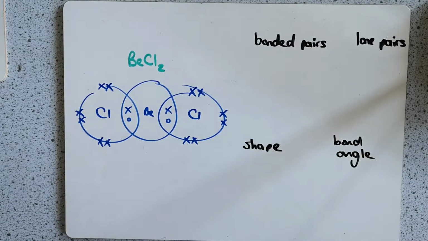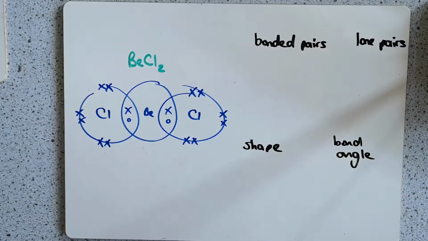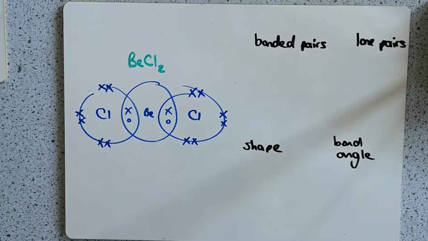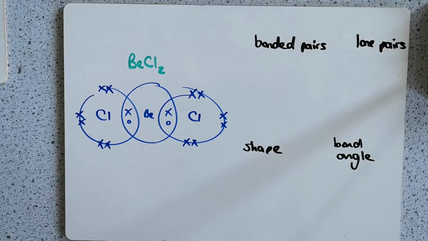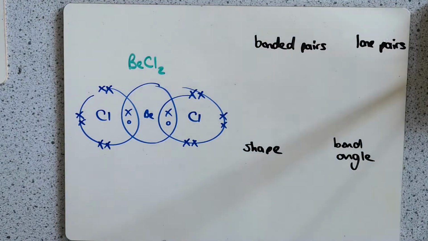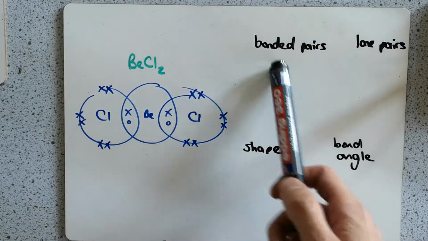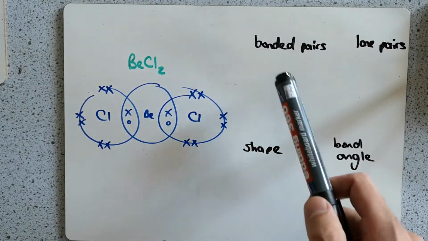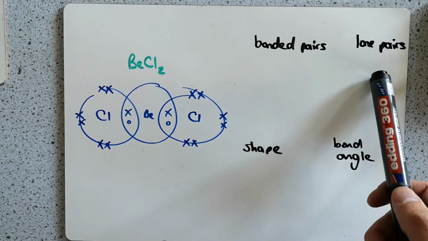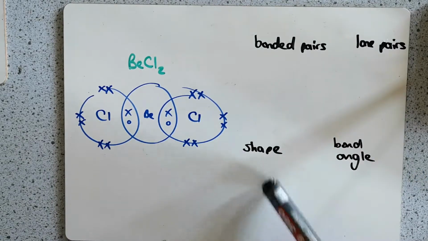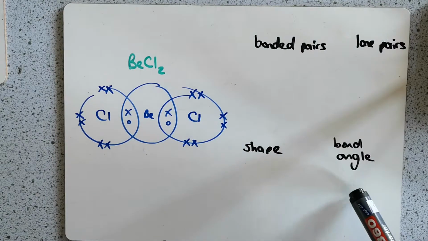And the first thing you'd probably spot is that it's not got a full outer shell on beryllium. This is one of the rare exceptions where it doesn't need to have 8 in its outer shell to be balanced. And we're going to look at 4 different things. We'll look at the number of bonded pairs, and this is around the central atom. The number of lone pairs, and again around the central atom. This will then be able to tell us its shape and also its bond angle.